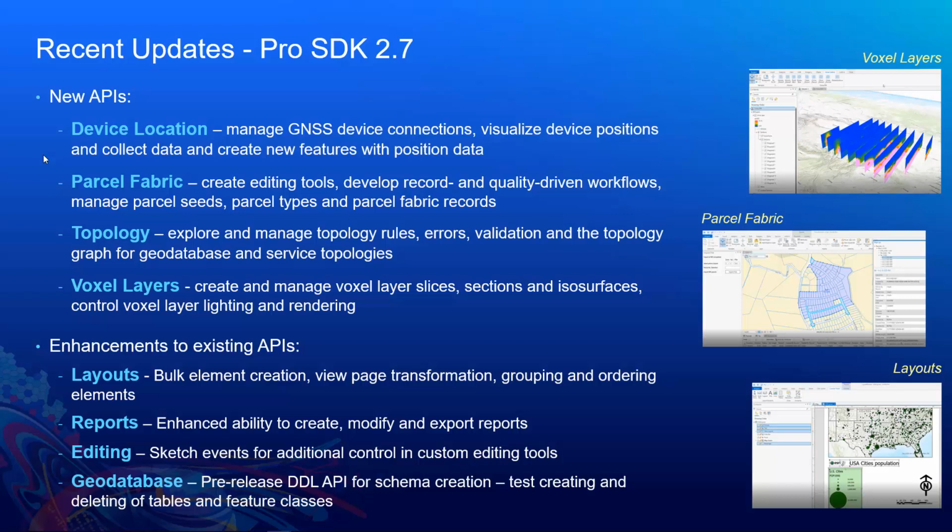We always have enhancements to existing APIs with each release, and here we had some enhancements to layouts, reports, editing, and the geodatabase API, where there was a pre-release DDL API for schema creation made available at 2.7, where you can test creating and deleting of tables and feature classes.